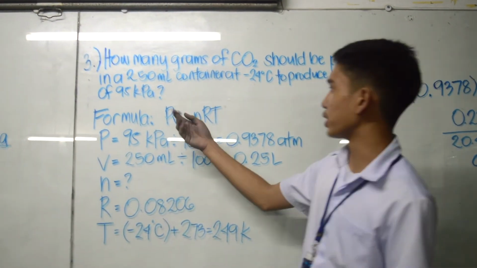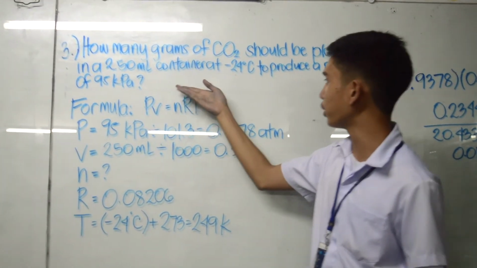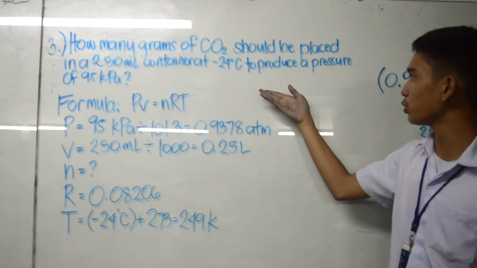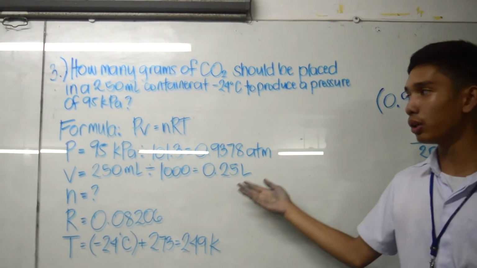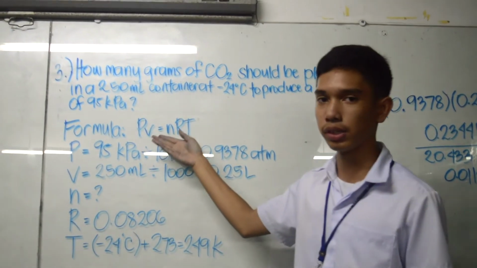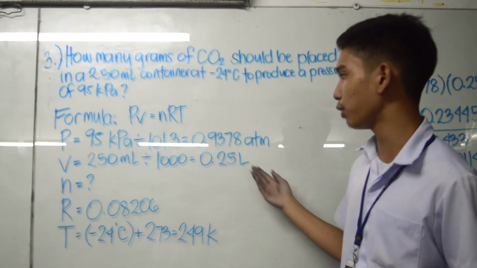So the third question is, how many grams of CO2 should be placed in a 250 ml container at negative 24 degrees Celsius to produce a pressure of 95 kPa? First, we need to write the formula, which is PV is equal to nRT. The second step is to write the given information.